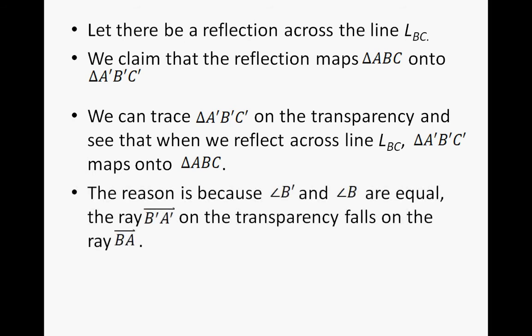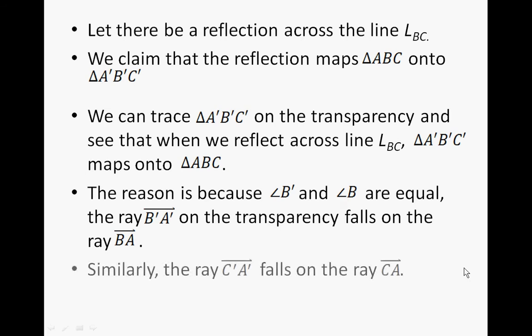And the reason is because angle B prime and B are equal. We can look at any of the other angles. Ray B prime, A prime on the transparency falls on ray BA. So you can look at angles, you can look at lines as to how they map onto each other. And similarly, ray C prime, A prime falls onto the ray CA.